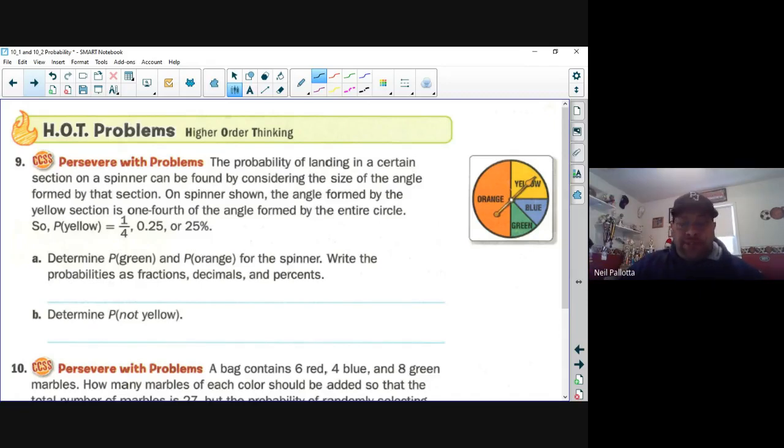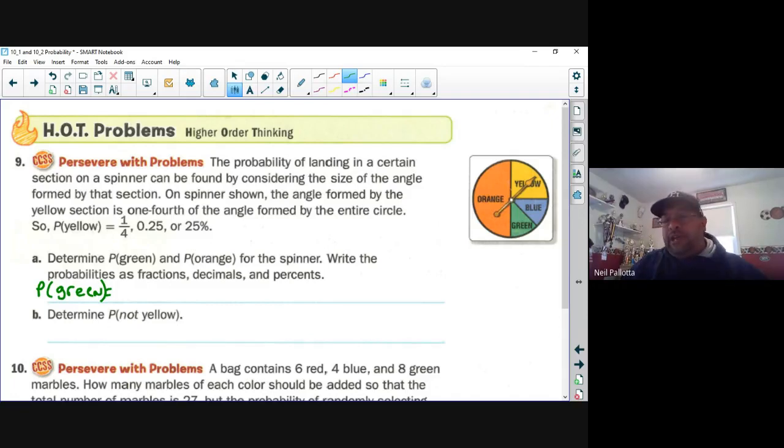Problem A asks us to determine the probability of green and orange for the spinner. Write the probabilities as fractions, decimals, and percents. All right. Let's start with the probability of green. The probability of green is going to be equal to, let's see.